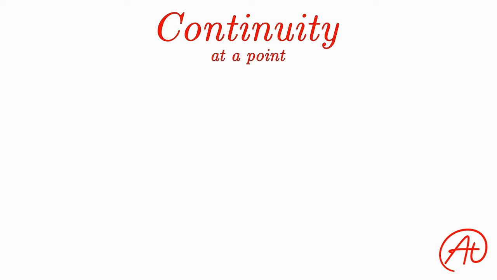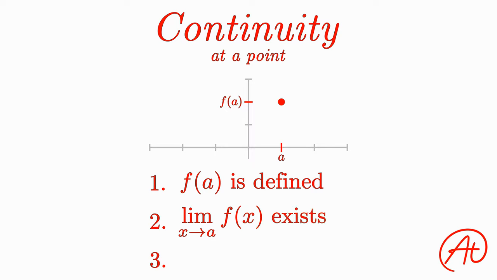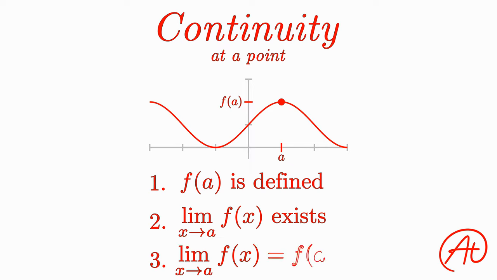In order to figure out whether a function f of x is continuous at a single point x equals a, we need to satisfy three requirements. First, we need f of a to be defined. In other words, if we plug in a as our x value, we get out some y value. Second, we need the limit as x approaches a of f of x to exist. This means that the limit as you approach from the left is equal to the limit as you approach from the right. And third, we need this limit to equal the value we got when we plugged in a to the function, f of a.